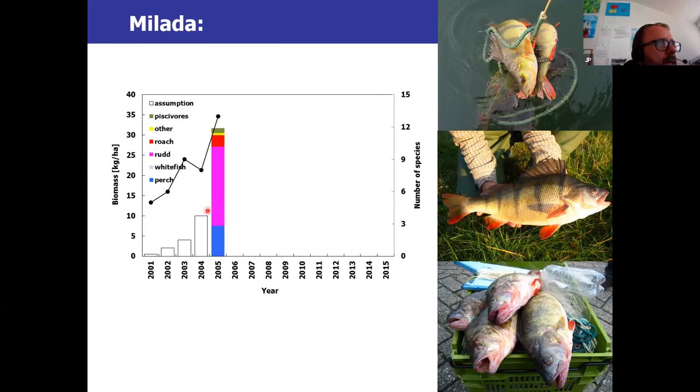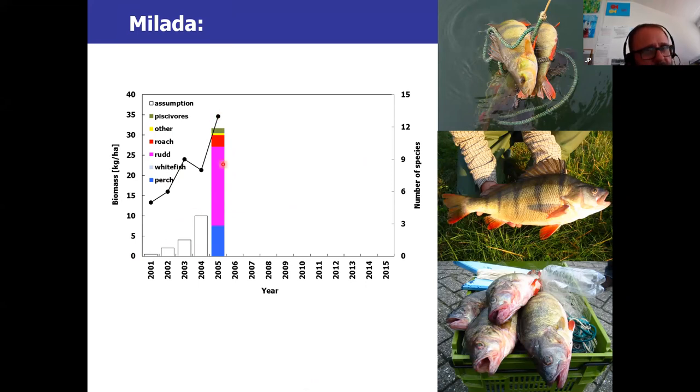on this graph. You can see that the estimated biomass was a little bit higher than 30 kilograms per hectare. That is not that much, but the increase, based on some estimations from previous years, showed quite a rapid increase. The line represents the number of species. So we had in 2005 about 13 species in this lake.